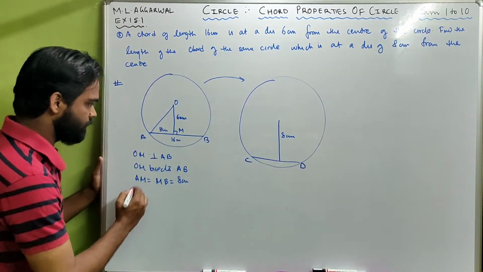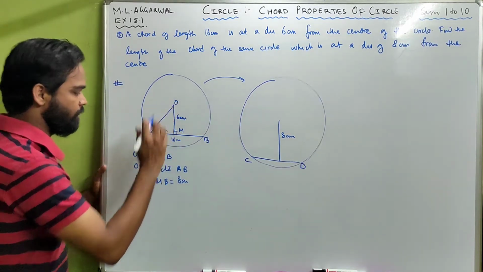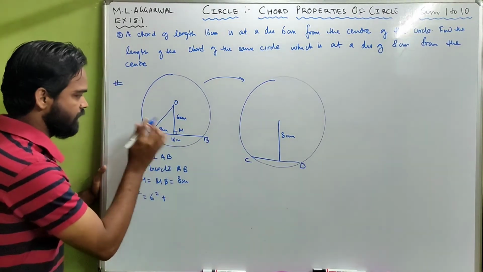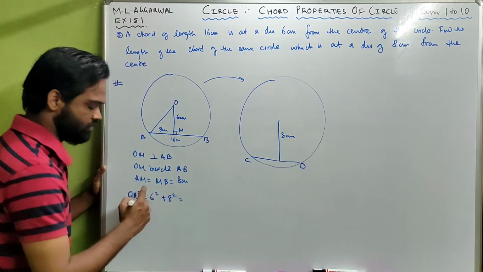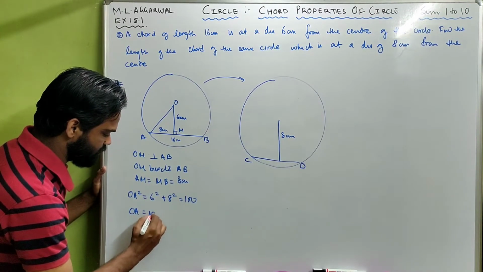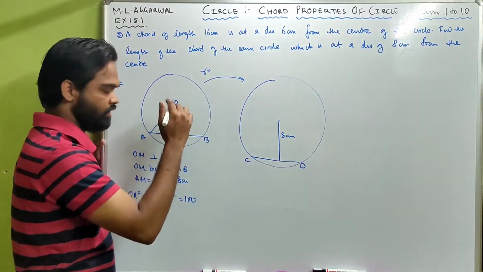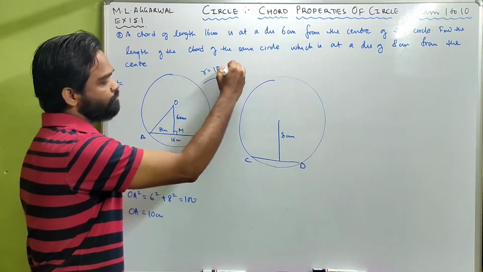We'll get OA. Pythagoras theorem, OA square equals OM square plus AM square. That's 36 plus 64. That's 100. That's OA is 10 centimeter. So the radius of the circle, the given circle, is 10 centimeter.